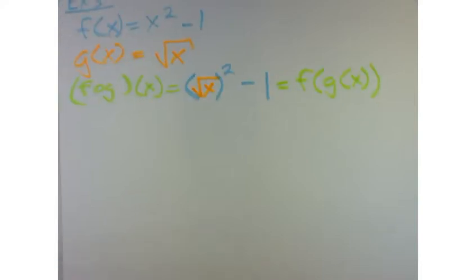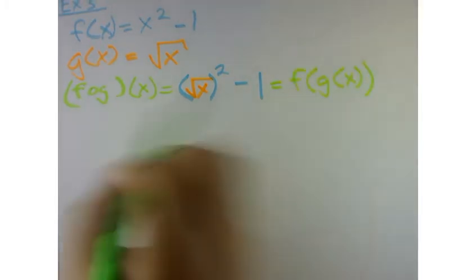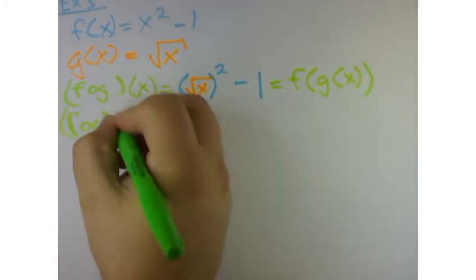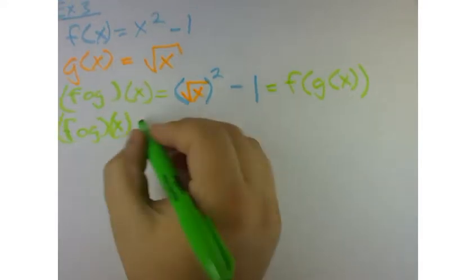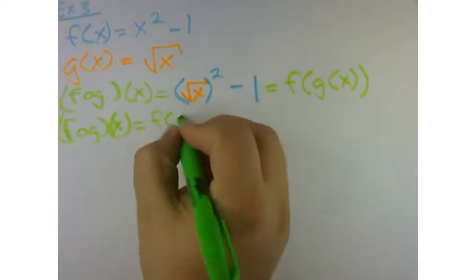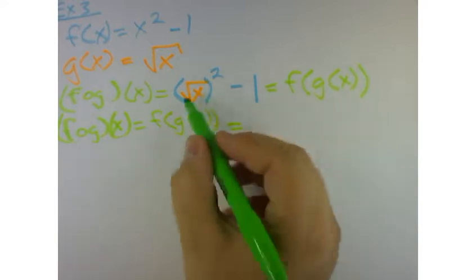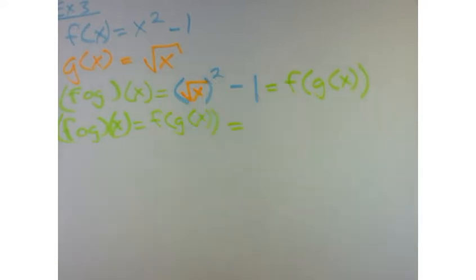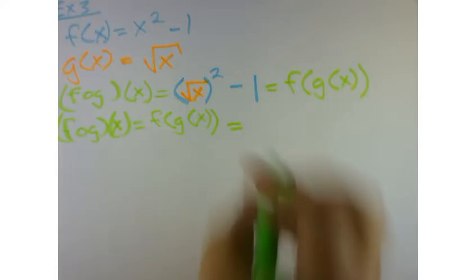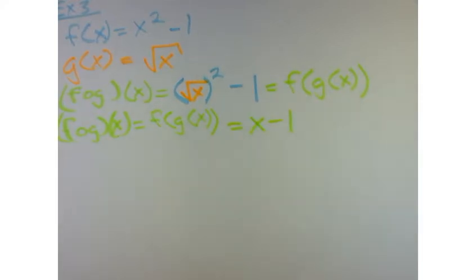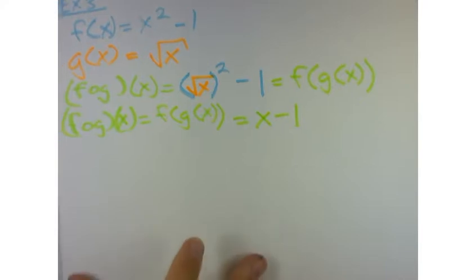Okay? So now to complete this, if I say f o g of x, which is sometimes written as f of g of x, then what is the square root of x squared? Just x. So that's x minus 1. We're going to find the domain on that in a second. We'll come back to that. I'll leave a little room.